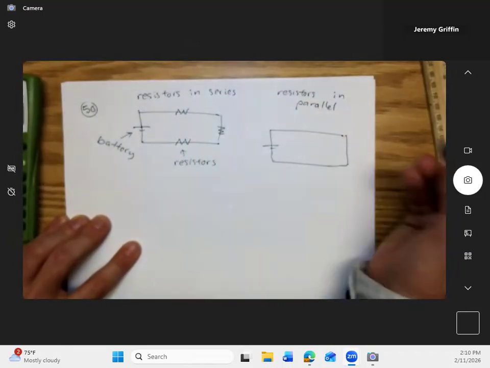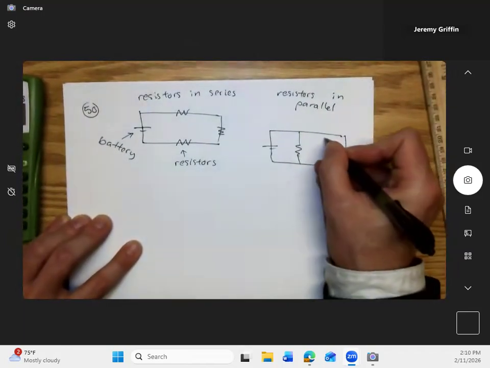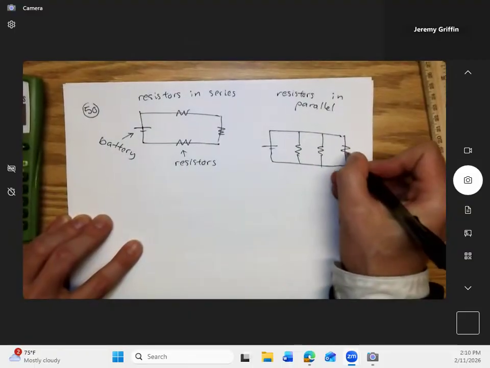Right, so here's the battery again. Okay. What if instead I wire these up like this? Okay. And now the physics is different.